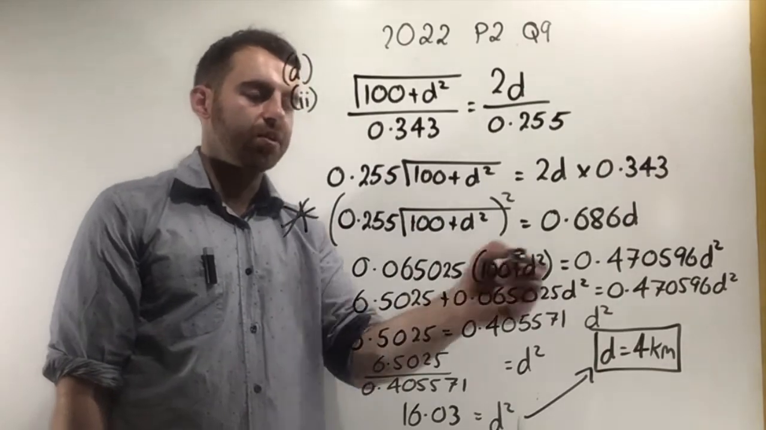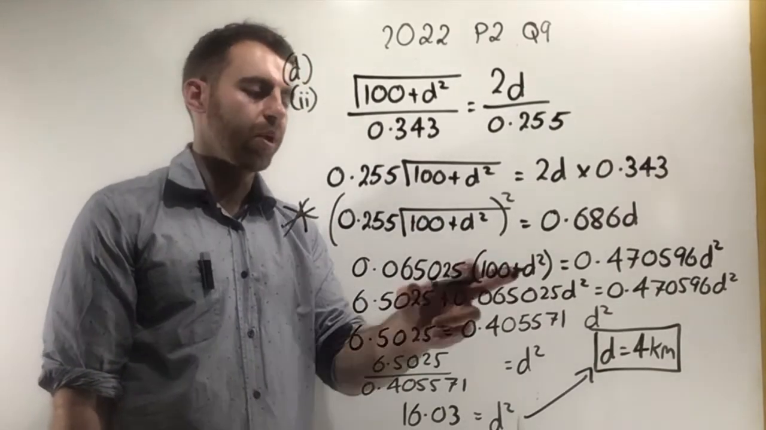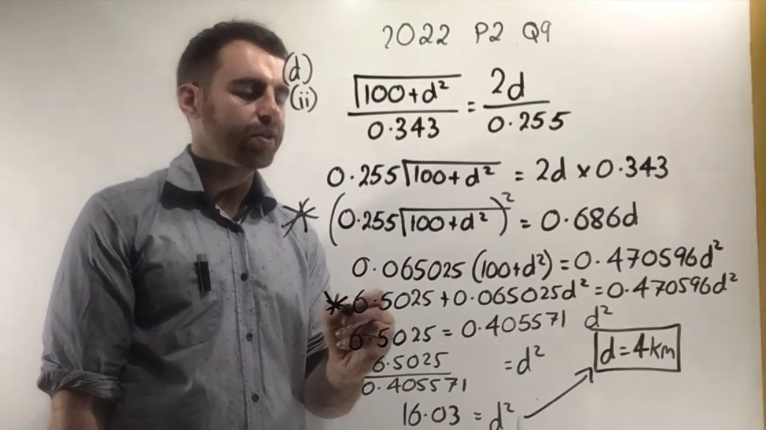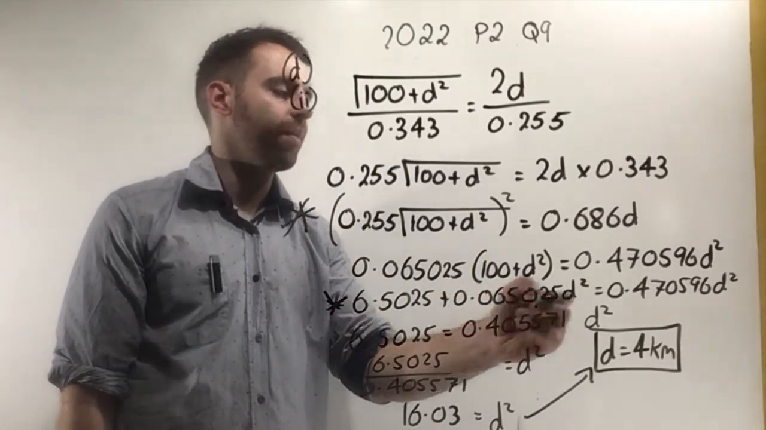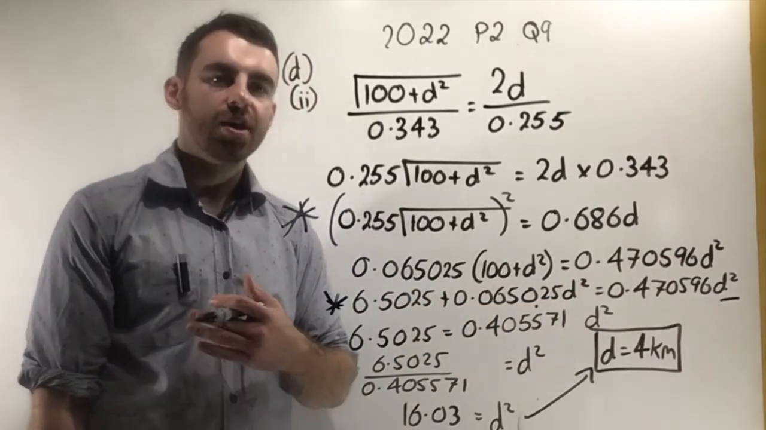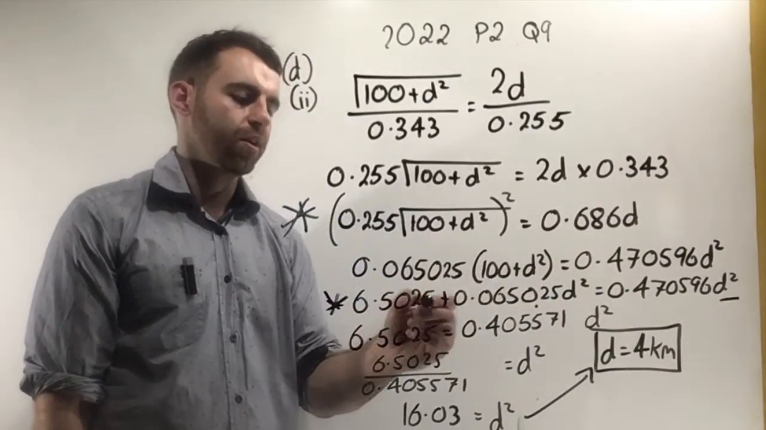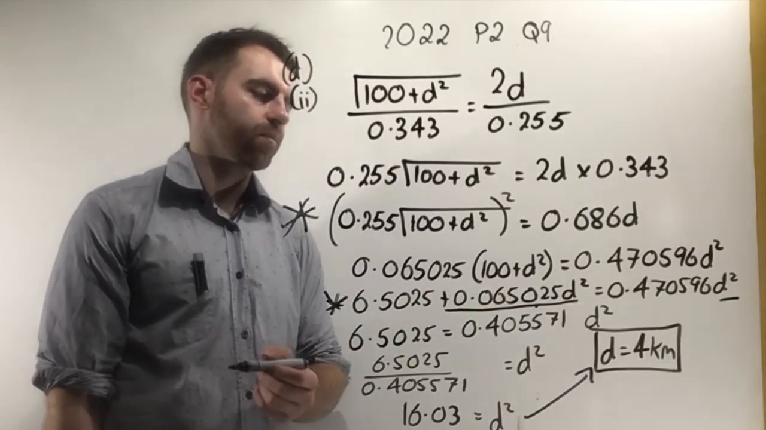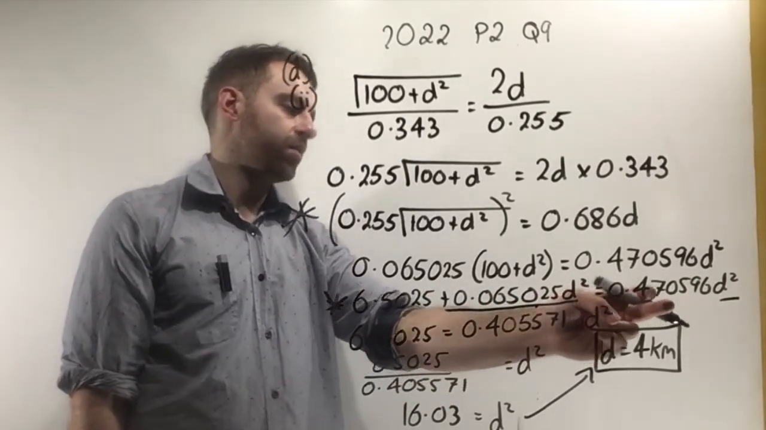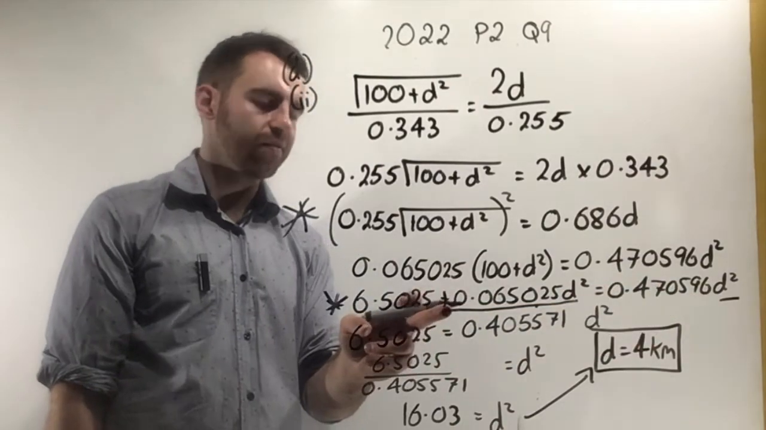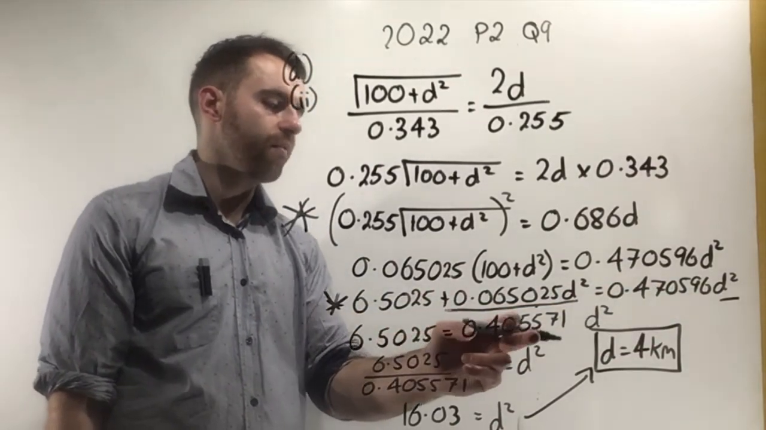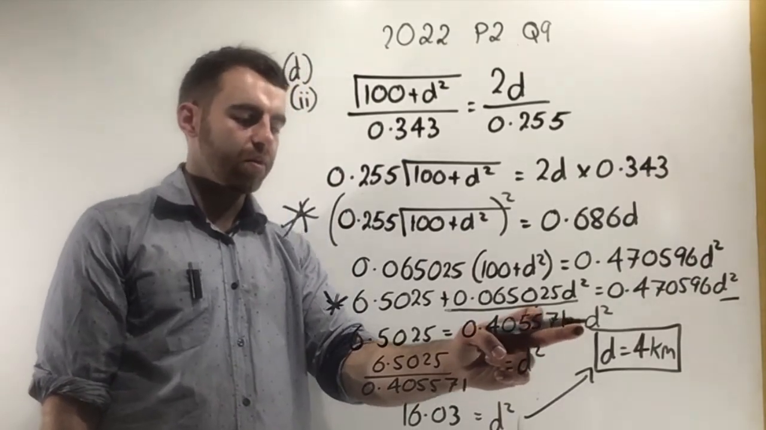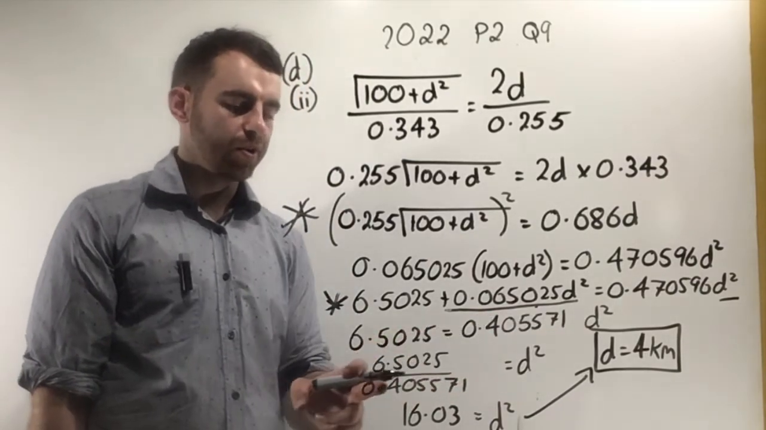Then I just decided to multiply out my bracket, the coefficient by 100, then the coefficient by d squared. At this stage I noticed I had a term with a d squared on the left and a term with a d squared on the right, so I decided to move them all to the right-hand side. In other words, I took this term and I subtracted it from both sides. 0.470596 minus this value is 0.405571 d squared.